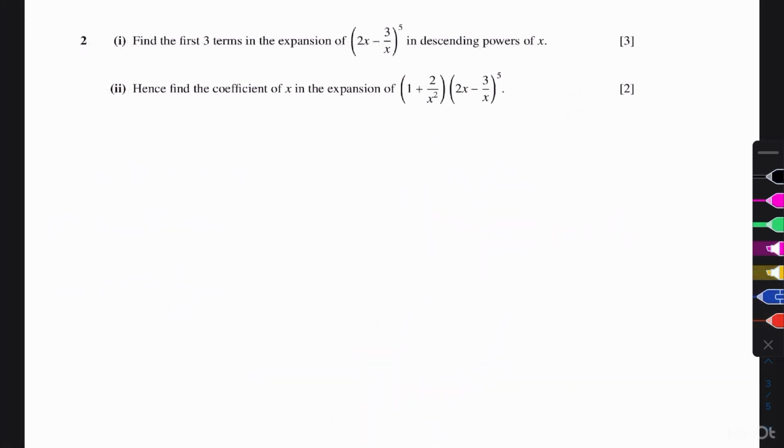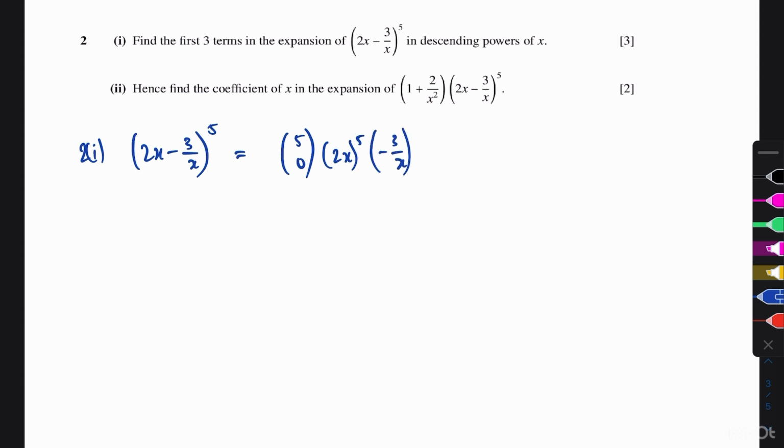Okay, now for question 2. Find the first 3 terms in the expansion of this in descending powers of x. So that means we want the highest power of x to come first, and we want it to go lower and lower. So we can just start with 5c0. Obviously the 2x is the higher power out of these two, right? So we're going to give that the power of 5, 2x to the power of 5, and minus 3 over x would be to the power of 0.